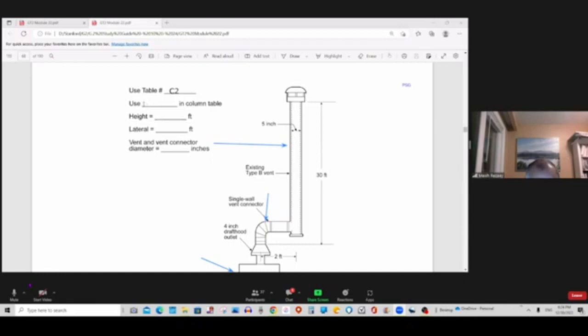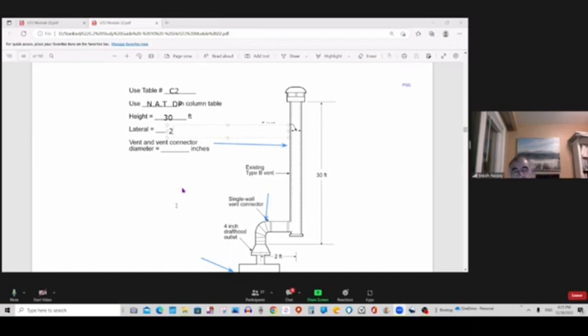So on table C2, what is this one, sir? Natural draft, NAT. Correct, natural draft. And it is, what is it? Under DP? Depressurized. Depressurized, okay? And the height is? How much is height? 30. 30. In the test, they won't draw you a picture. You have to draw it yourself, okay? Lateral is 2. And lateral is 2, that's correct.